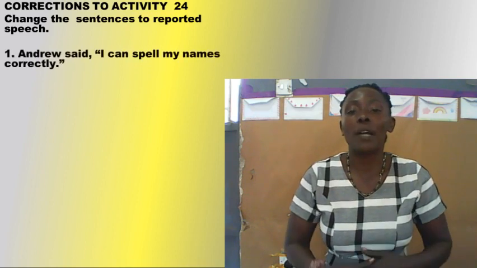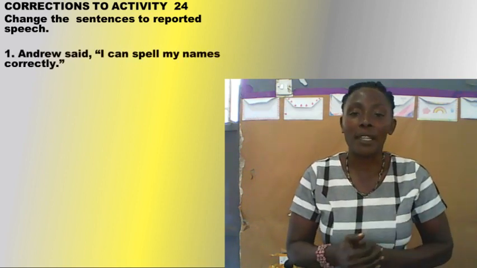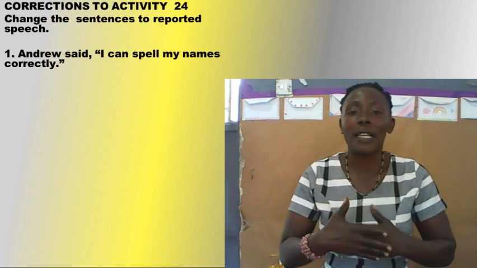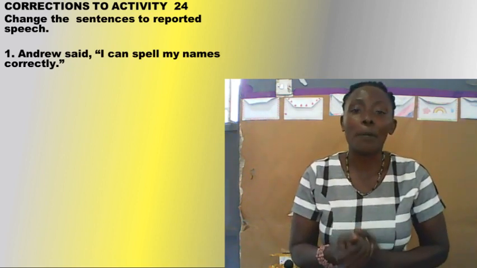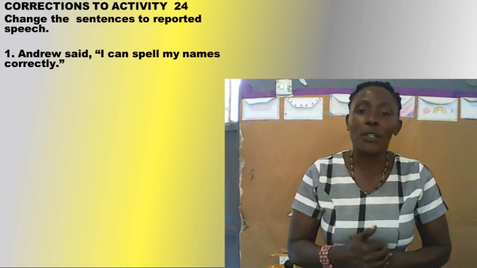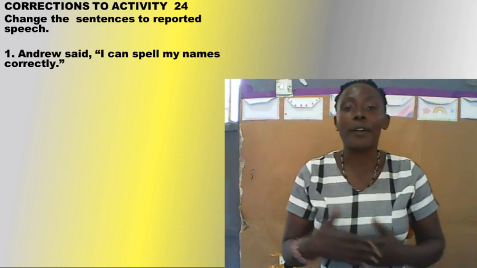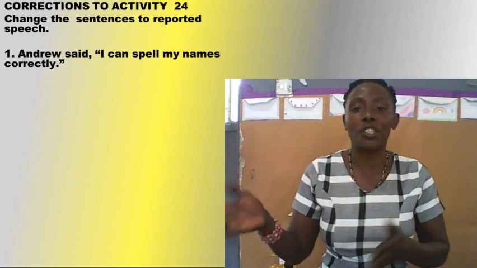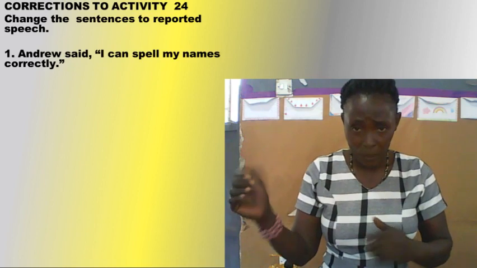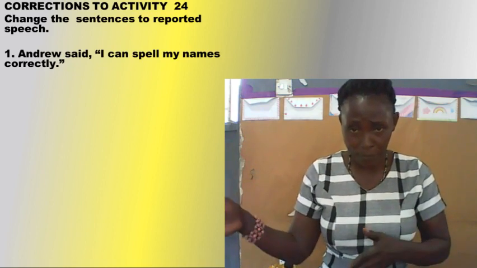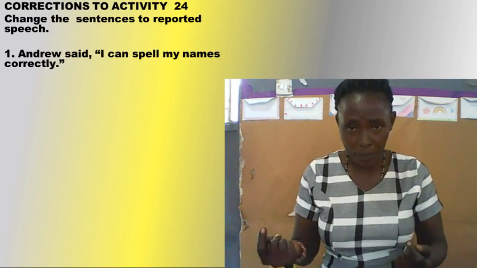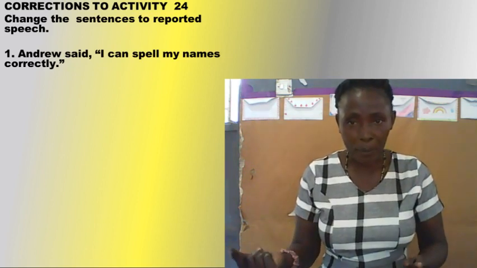Question 1 was, Andrew said, I can spell my names correctly. Andrew said is our speech tag. I can spell my names correctly are actual words. So you were required to change it to indirect speech. Here, we need to change some words because of the time frame. Time changes. So we are going to begin with our proper pronoun, I.